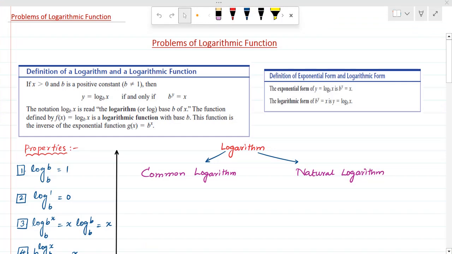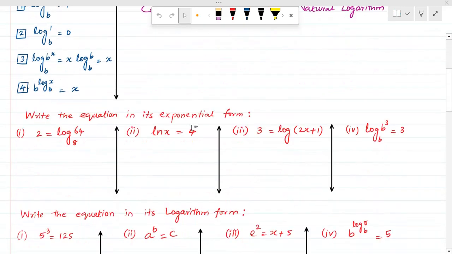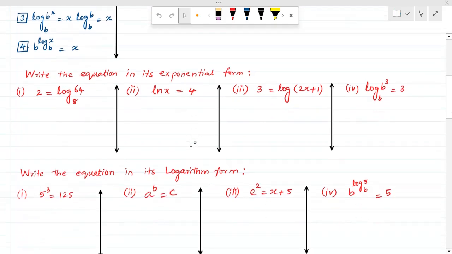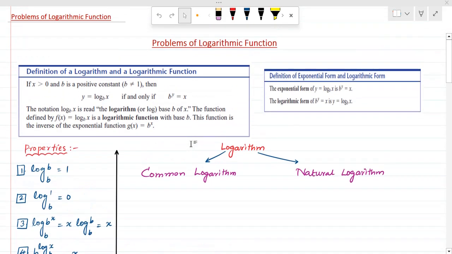In this video, we are going to study the problems of the logarithmic function. So, how will you solve the logarithmic function equation using the properties? First of all, we have to know the definition of the logarithm. As we know, y equals log x base b. This is a logarithmic form.